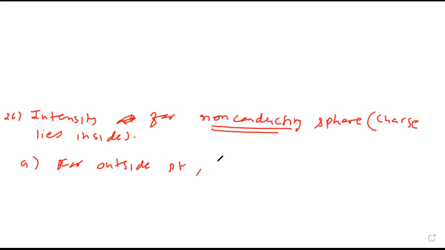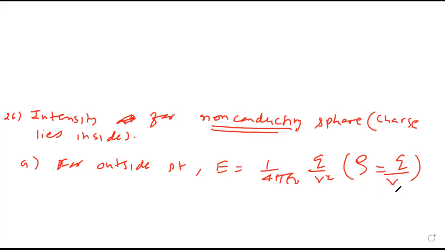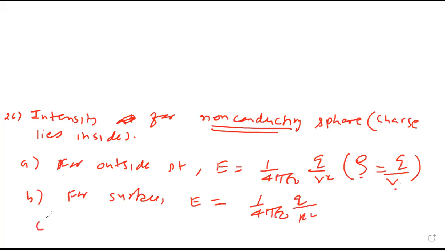So first, for outside point, same formula. 1 upon 4 pi epsilon naught q by r square. But generally in this case, they will give charge per unit volume as rho. So volume you can write 4 by 3 pi r cube into rho, substitute for that. For surface, E is 1 upon 4 pi epsilon naught q by capital R square. At inside here E is not 0. E is given by 1 upon 4 pi epsilon naught q r small r upon R cube.